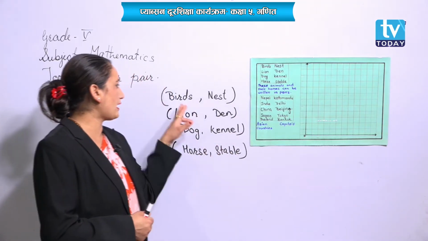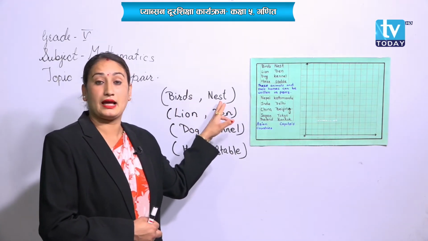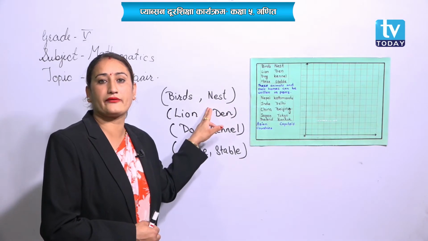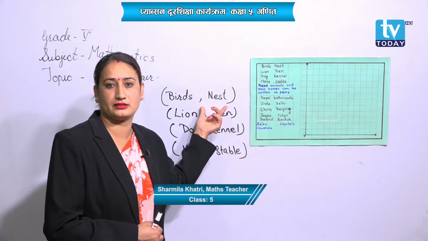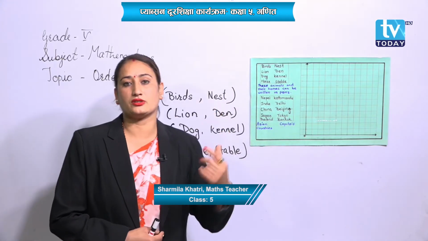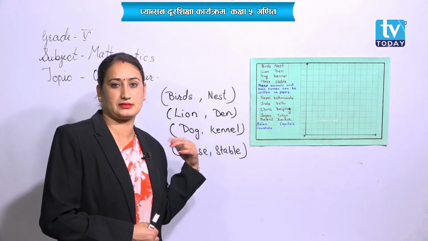For example, I have written here bird, the animal name, and their living place as a nest, and in the middle I have kept a comma. This comma is also important to make them different. Okay, students, like this way you might have learned in the previous class, previous day.